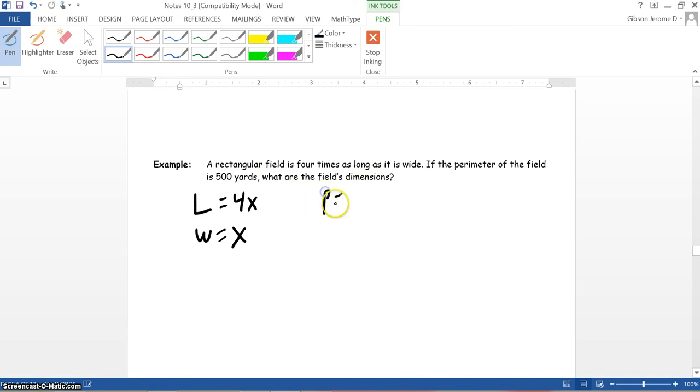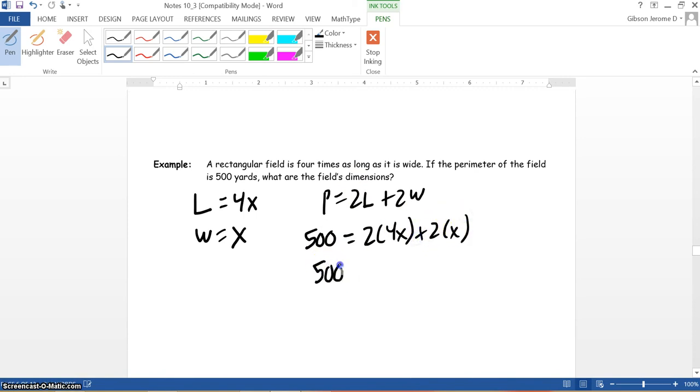So we will have perimeter is equal to 2 times the length plus 2 times the width. They give us the perimeter, which is 500, is equal to our length is 4x and our width is x. So 500 is equal to 8x plus 2x. So 500 is equal to 10x. Divide each side by 10. And 50 is equal to x.